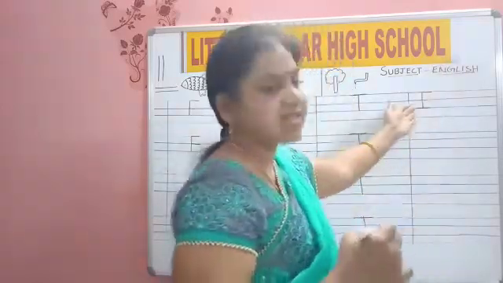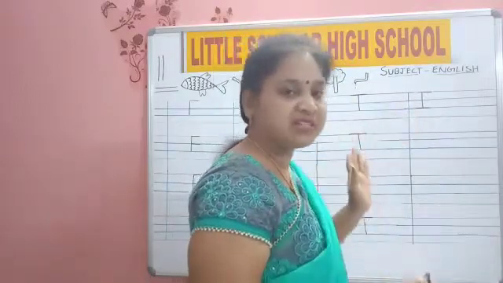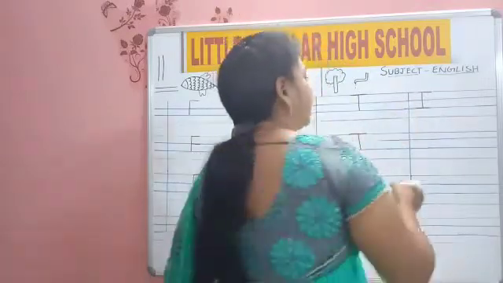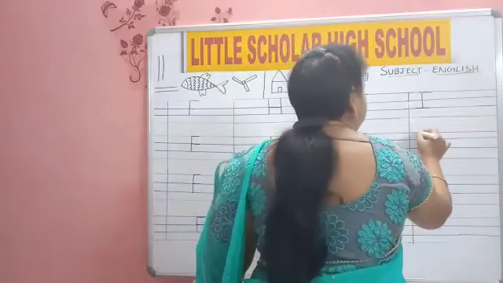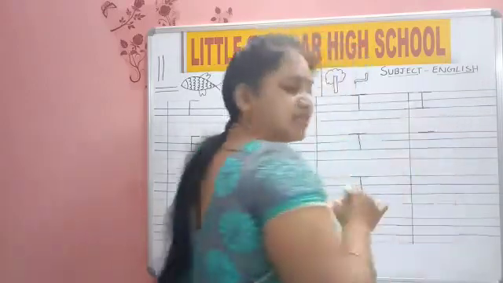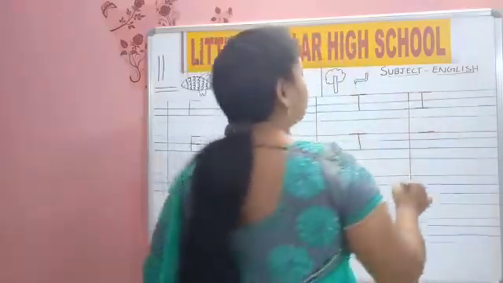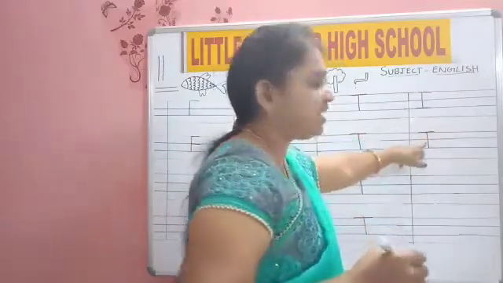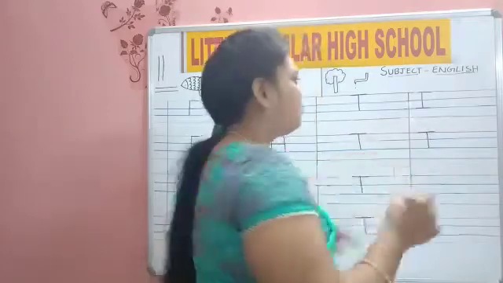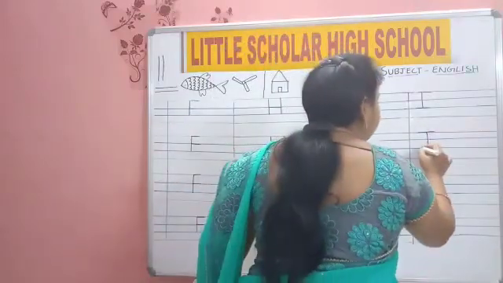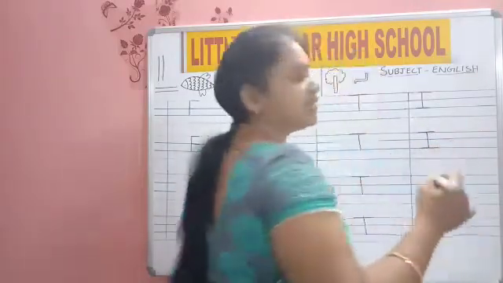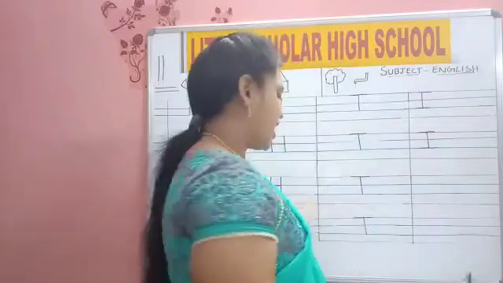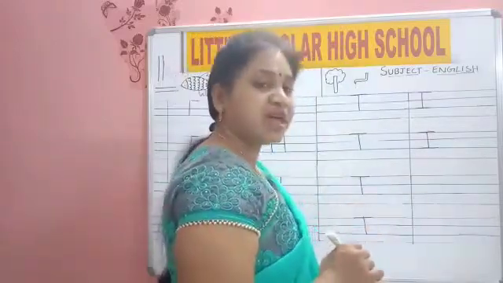Which letter is this? I. We have already learned this. Yes? I. Once again. One sleeping line on the red line. One standing line. Which letter is this, children? T. If you write one more line here, sleeping line on the blue line, now it is I. And one more letter also we have learned on that day.